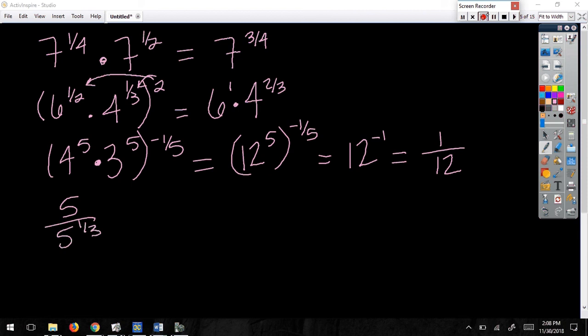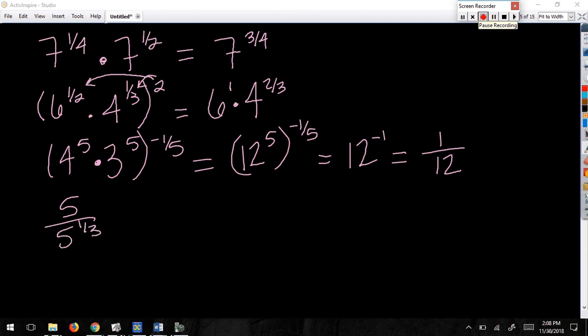Quick. All right, what do I do? What's the same? The base is the same, so subtract the exponents. However, I do not see an exponent on the top one. It's 1. So what is 1 minus 1/3? 2/3.